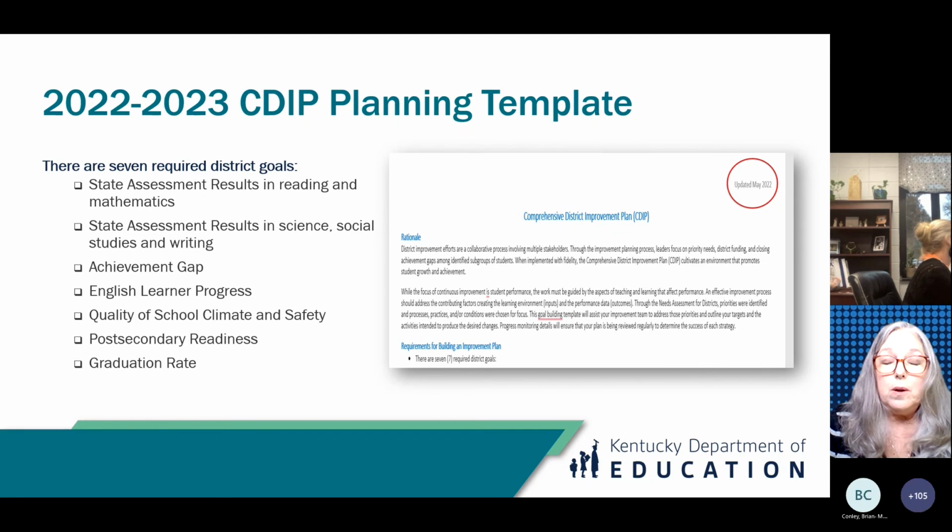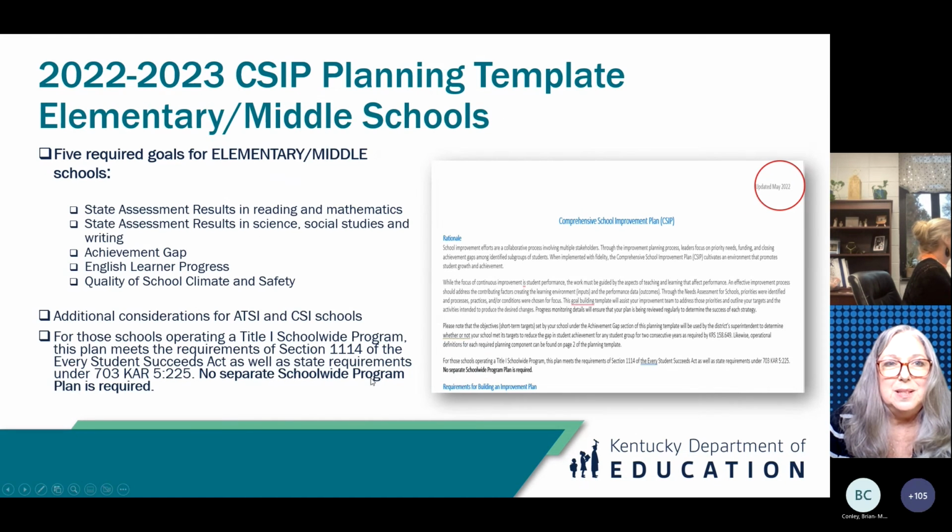So the 7 required goals are, you will need your state assessment results in reading and math. You will need your state assessment results in science, social studies, and writing. An achievement gap, English learner progress, quality of school climate and safety, post-secondary readiness, and graduation rate. So those are district pieces.